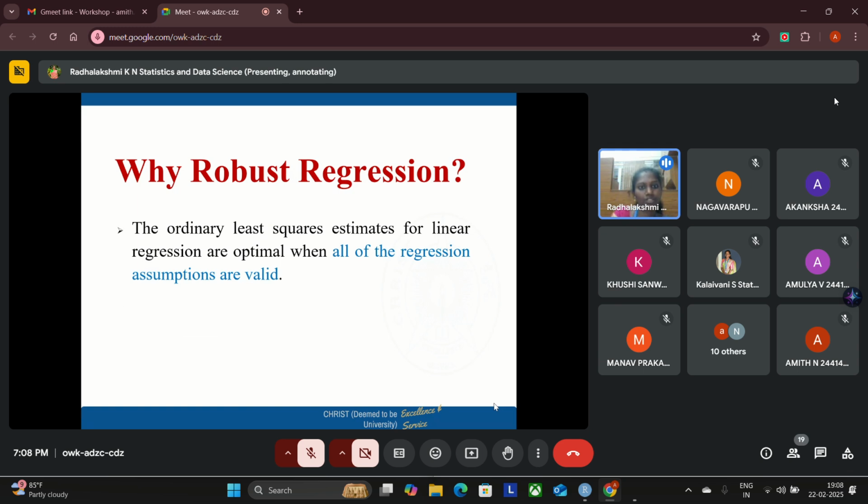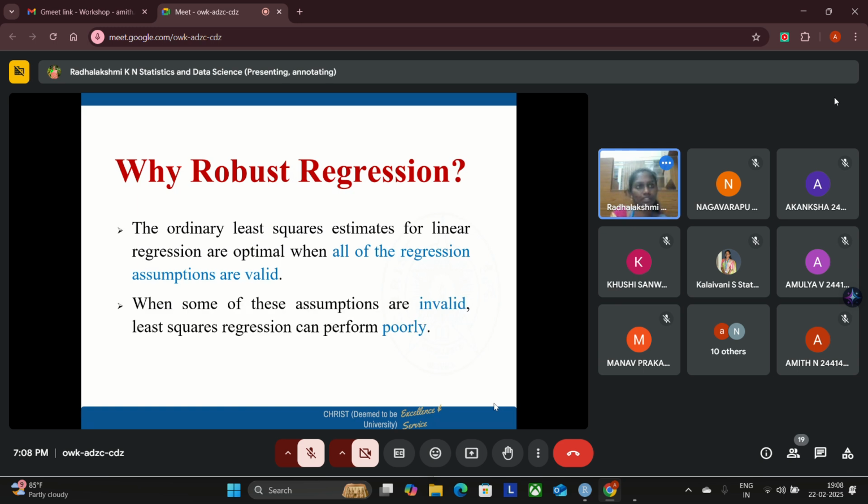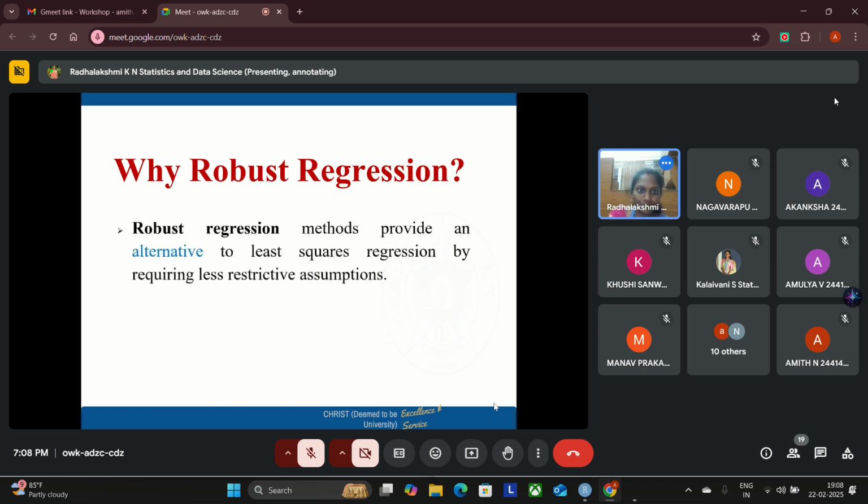If any outliers are present in the data, it will perform poorly, otherwise it will give you a misleading result. Why? Because the OLS procedure is extremely sensitive to outliers. So robust regression is an alternative to least squares regression, requiring fewer restrictive assumptions.